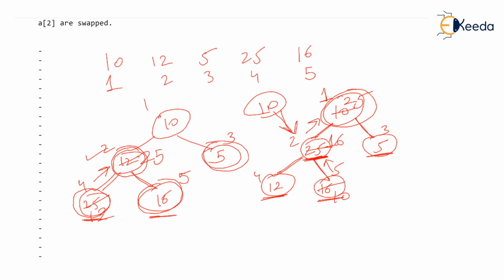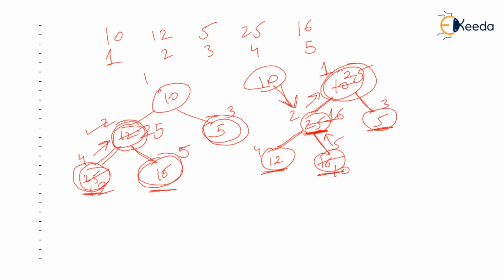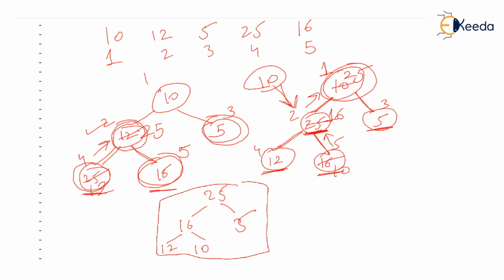So the latest heap that we are having is: 25's left child is 16 and right child is 5, and the left child of 16 is 12 and the right child of 16 is 10. You can note that every parent is greater than the child, and the array now is 25, 16, 5, 12, 10, taking values in that sequence from left to right. This is a max heap, isn't it?